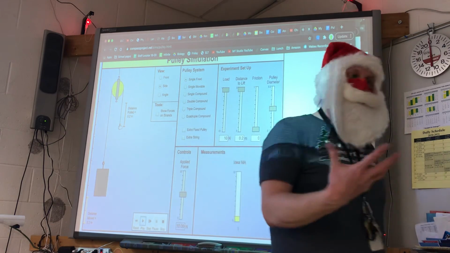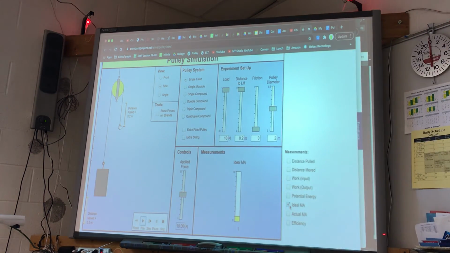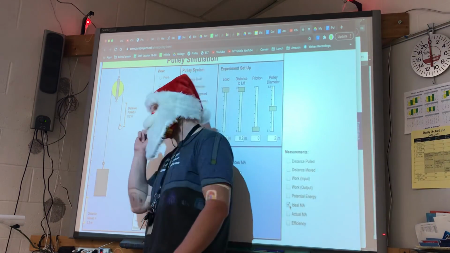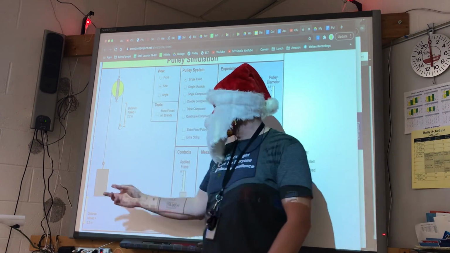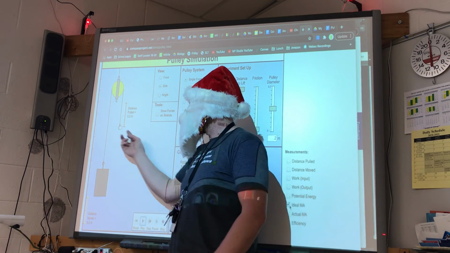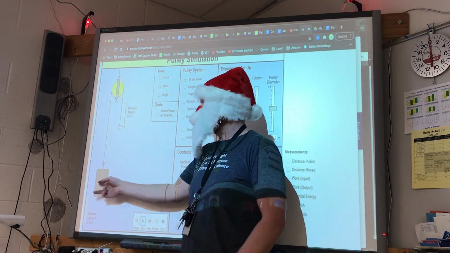You measured both of those things. You measured how high the object lifted, how much string you pulled, and you looked at that ratio, and you looked at the applied force versus the force of gravity. On the concept portion of a test, I'm going to ask you what's the mechanical advantage of a pulley configuration? Visually, you can determine this by looking at the object and how many strings it is being held up by.